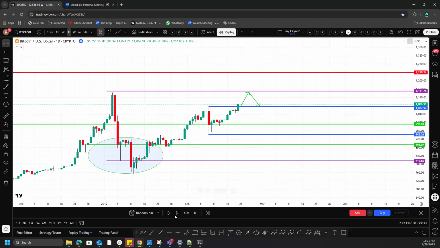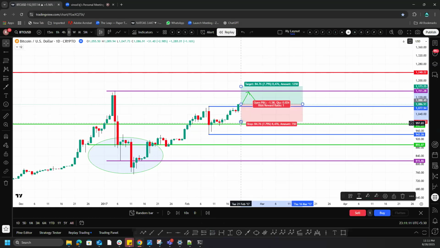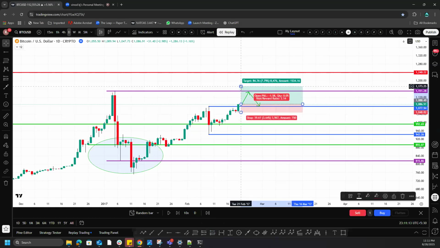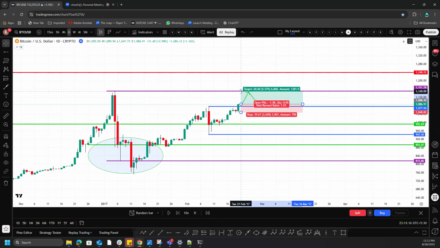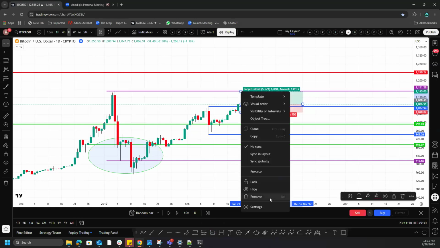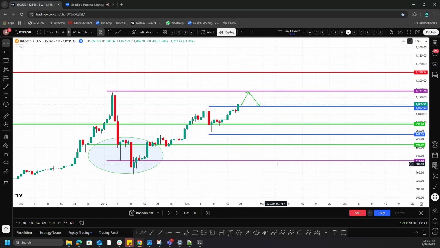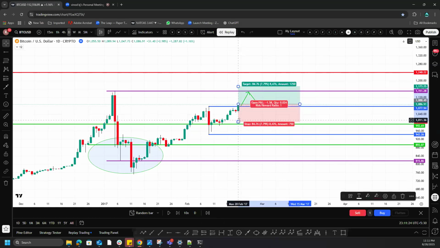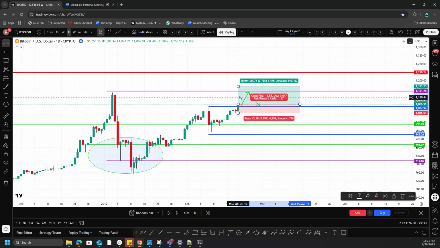Now if I check with some long position, let's see if we have at least some 1 is to 3, 4, or 5. So there is no risk reward, so it's better to wait. Now, for an example, if I consider the next target, here at least 3.49 is there.